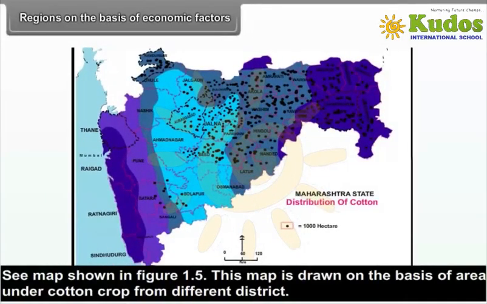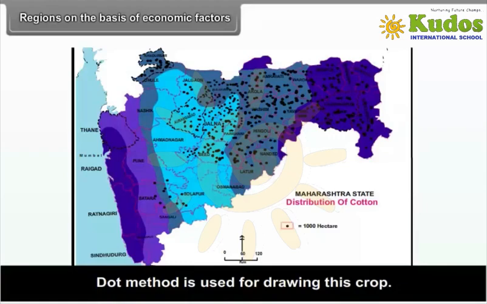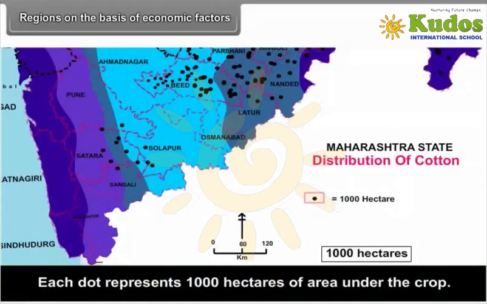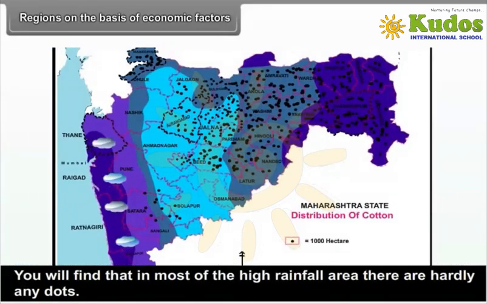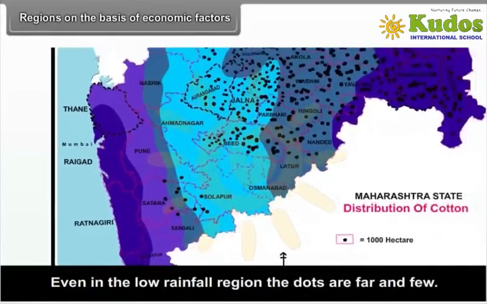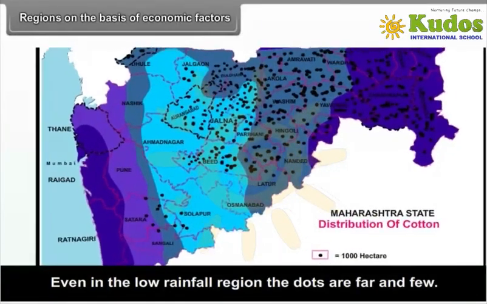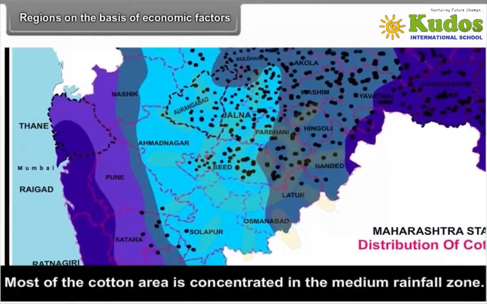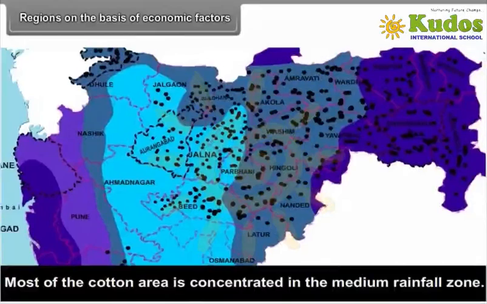This map is drawn on the basis of area under cotton crop from different districts. Dot method is used for drawing this map. Each dot represents 1000 hectares of area under the crop. You will find that in most of the high rainfall and very high rainfall area, there are hardly any dots. Even in the low rainfall region, the dots are few and far between. Most of the cotton area is concentrated in the medium rainfall zone.